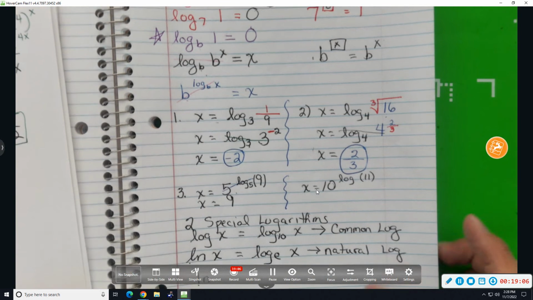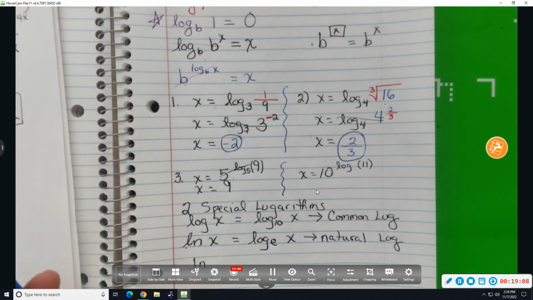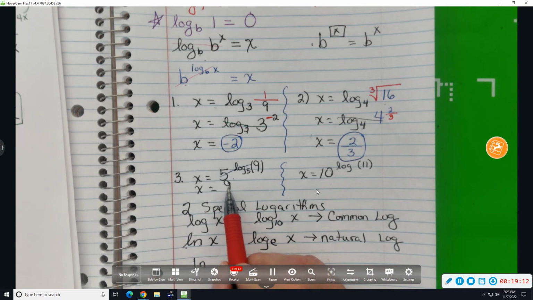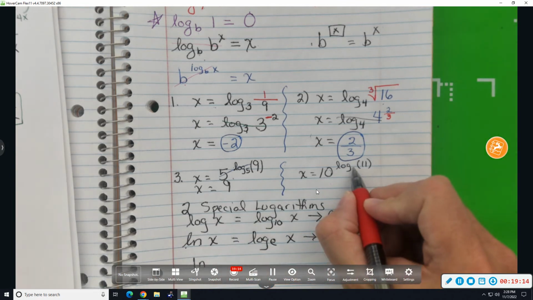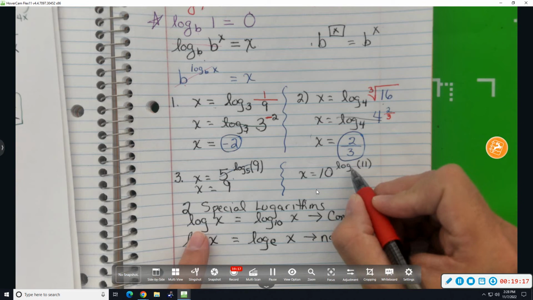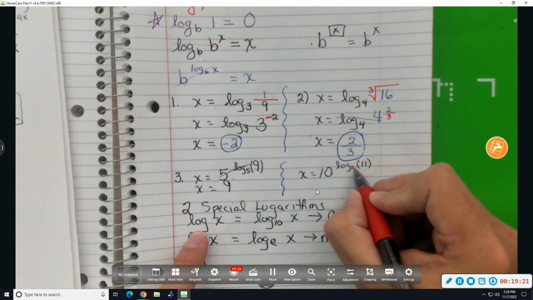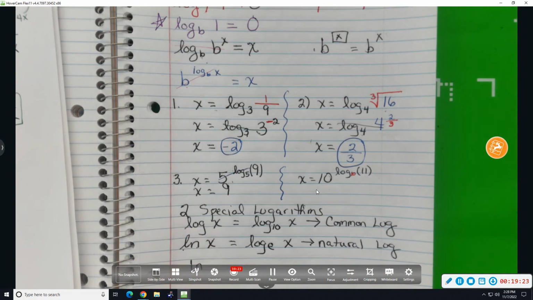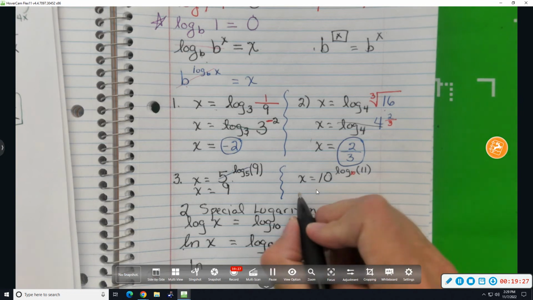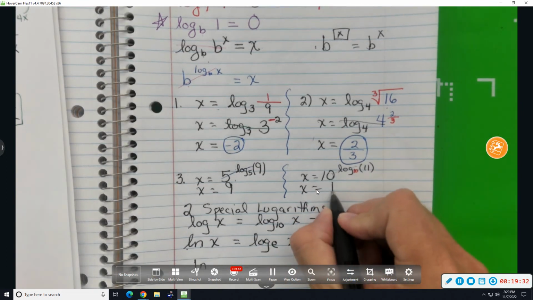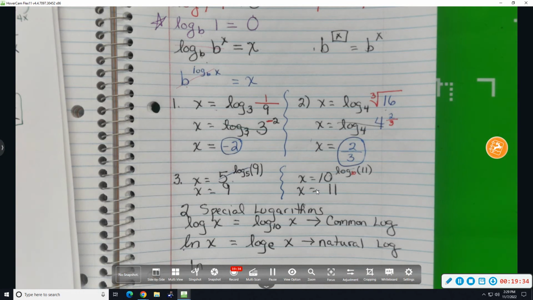But how does this problem 3 differ from this one over here? Well, it doesn't have that little base. It just says log, but if it just says log, you assume that the base that's there is 10. And is everything going to cancel out now? Yeah, okay, that cancels, leaving just 11.